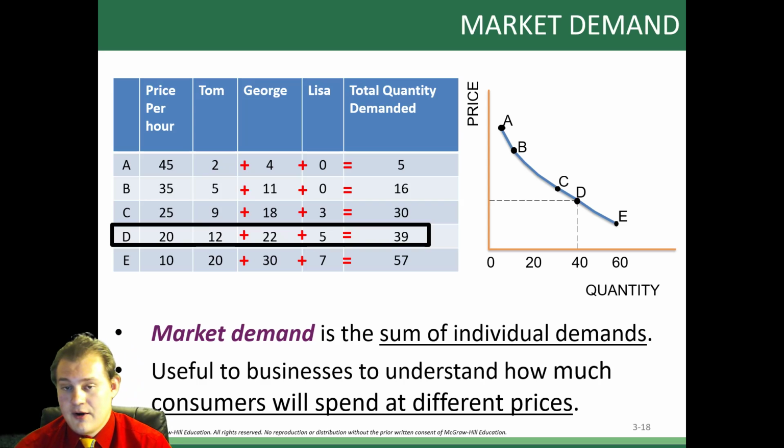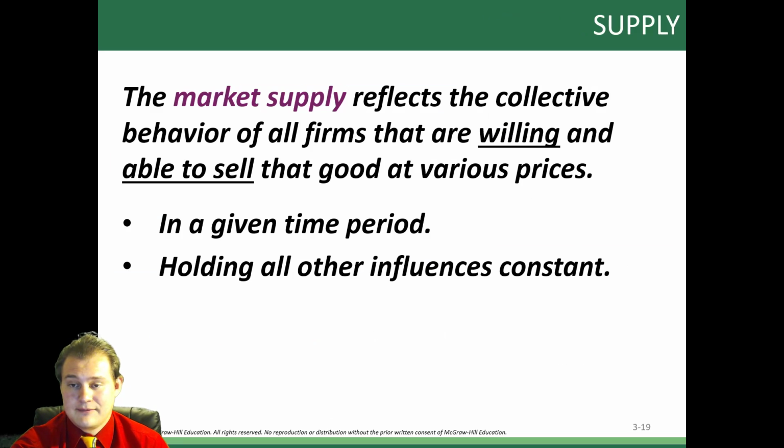Overall, all you have to know: we take all the individuals, we add them together, and that gives us total quantity demanded. Then we put those quantities demanded on the graph, and we can draw a line. That's all you've got to know on that part, okay?